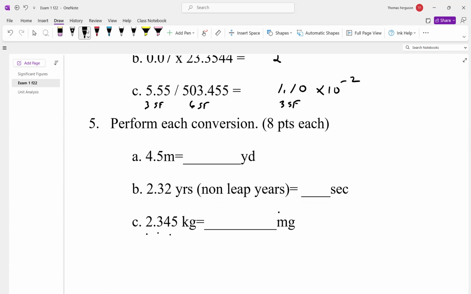Conversions. Meters to yards. What do you think we ought to use on that? What do you think the first conversion ought to be? Well, let's do centimeters. Then we can go centimeters to inches. Okay, so we're gonna go.